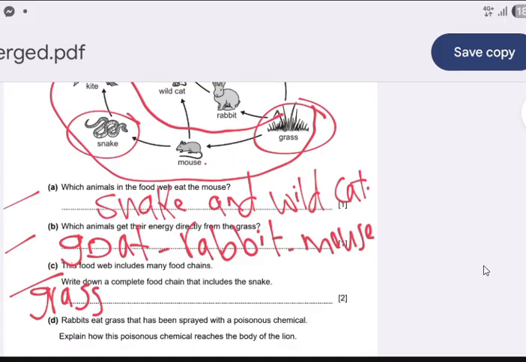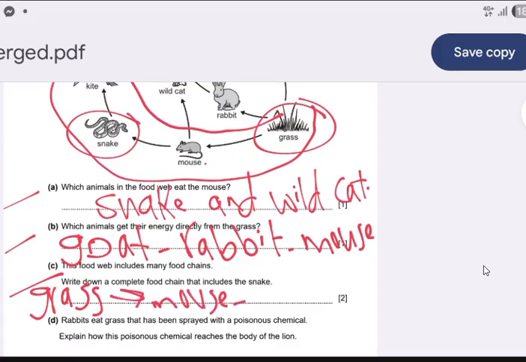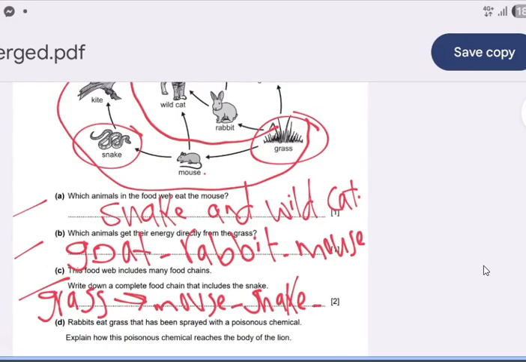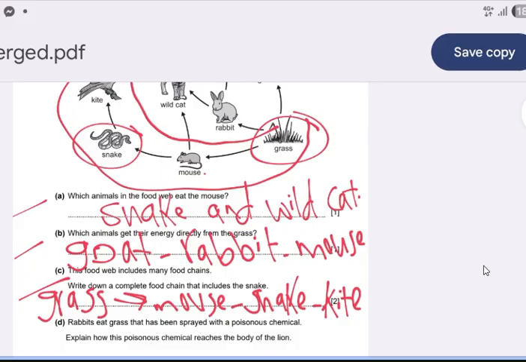What can eat the grass? What can eat the mouse in the picture? And the last? Kite. Okay, so it's like a food chain. We start with the producer and then mouse, snake, and kite, because the question says to bring only one food chain from this food web that contains the snake.